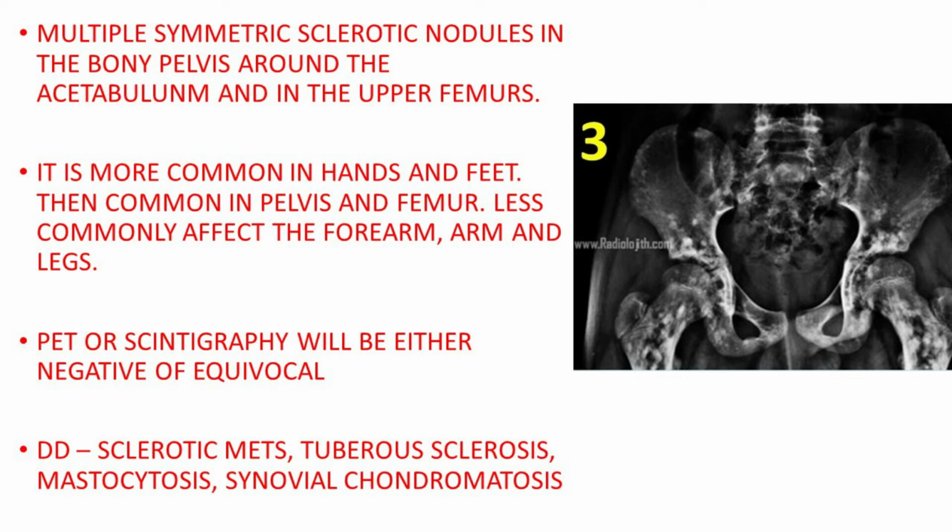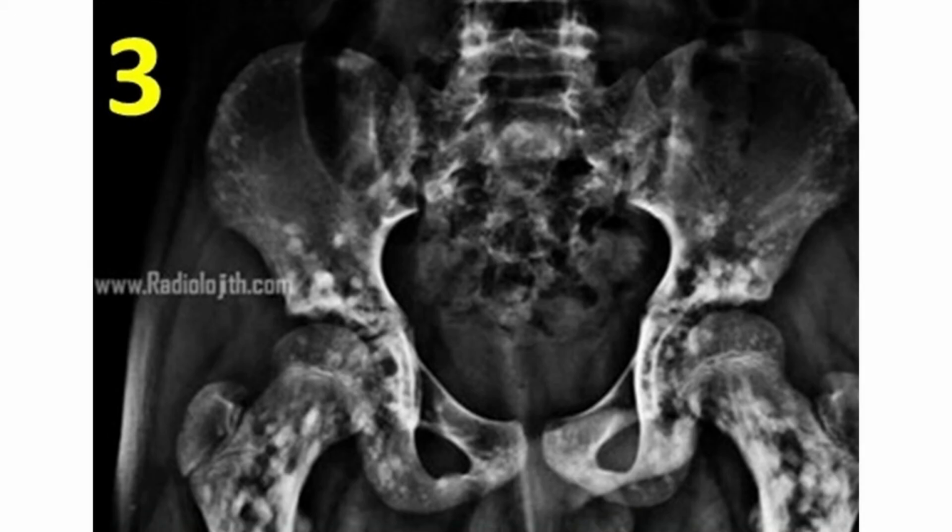A lot of differential diagnoses can be there. One is the most common, sclerotic metastasis. Then the second one is tuberous sclerosis. Third one, mastocytosis. Fourth, synovial chondromatosis, and so on. But osteopoikilosis is always bilateral and symmetric most of the time, especially in radionuclide studies, and is usually an easy diagnosis for experienced radiologists and even for exam goers. So the final diagnosis is osteopoikilosis.